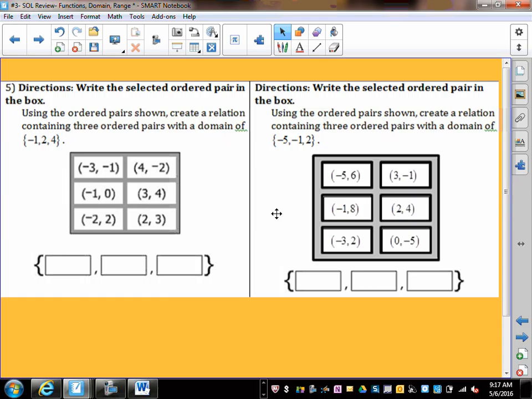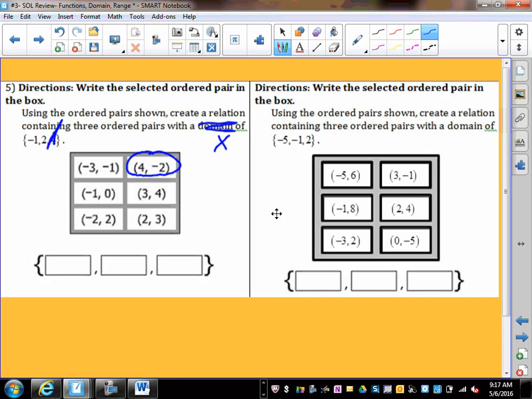So I want Kevin to give me an answer choice. Emily, I haven't picked on you yet. And Drew, I haven't picked on you either. So I'm going to have Kevin, Emily, and Drew each give me an answer choice. Kevin, we'll start with you. Which ordered pair can I use? So my domain is what? X or Y values. Good. So I need an X value of negative 1, or an X value of 2, or an X value of 4. So which of these would have one of those options? Yep, good. 4, negative 2. Good, so that takes care of this one.